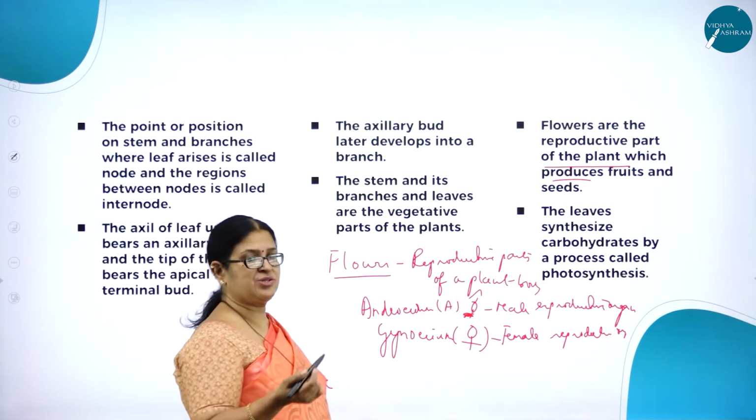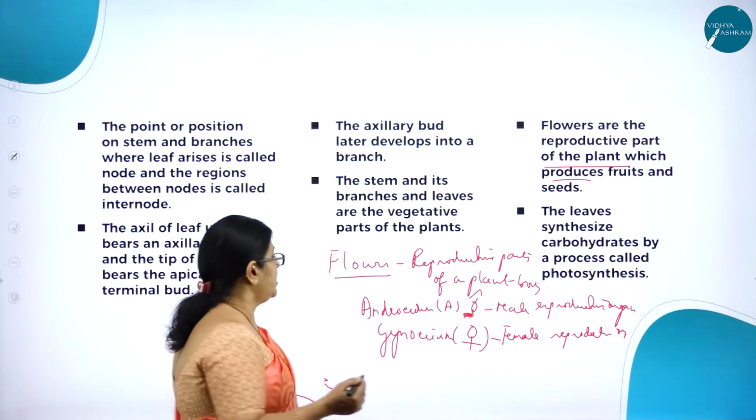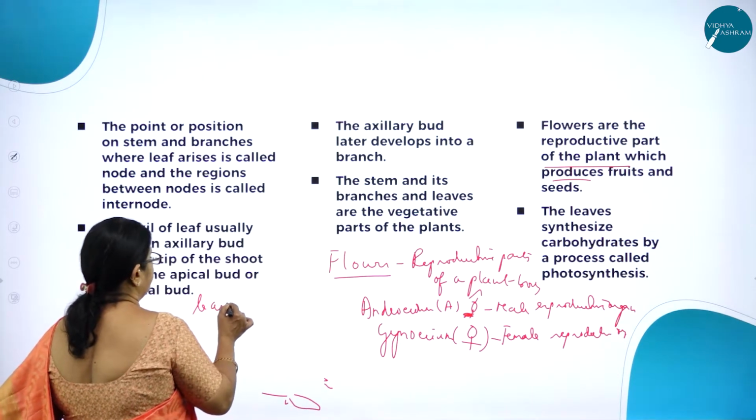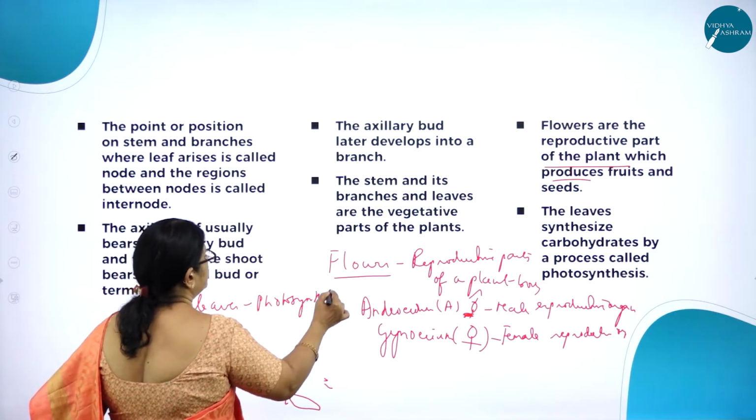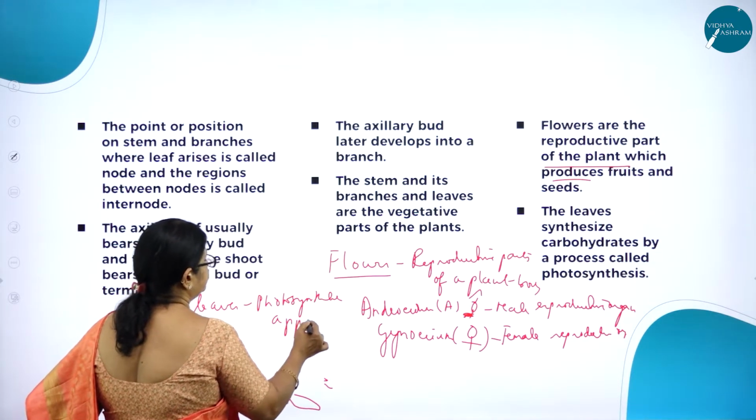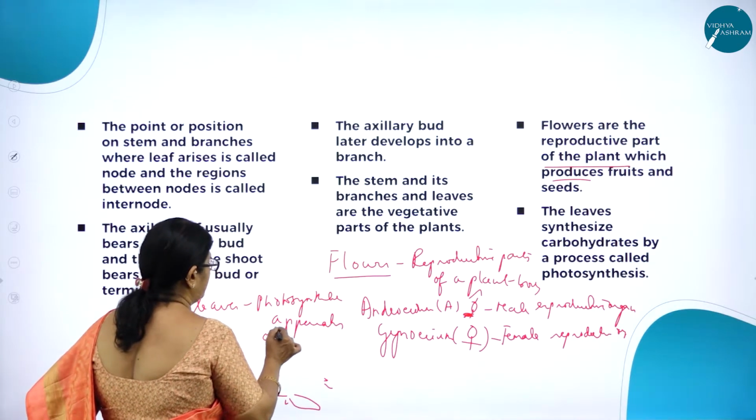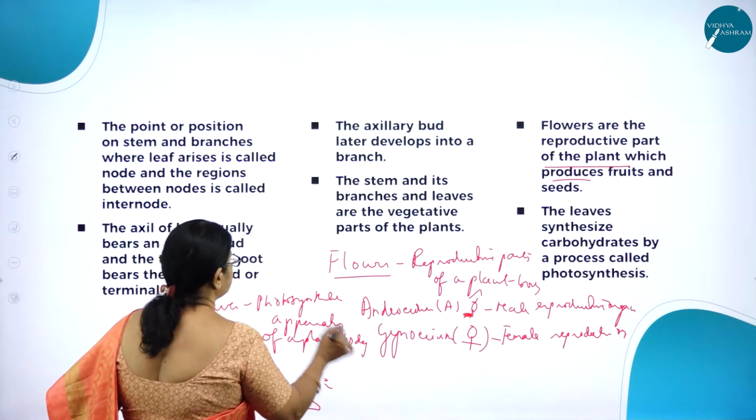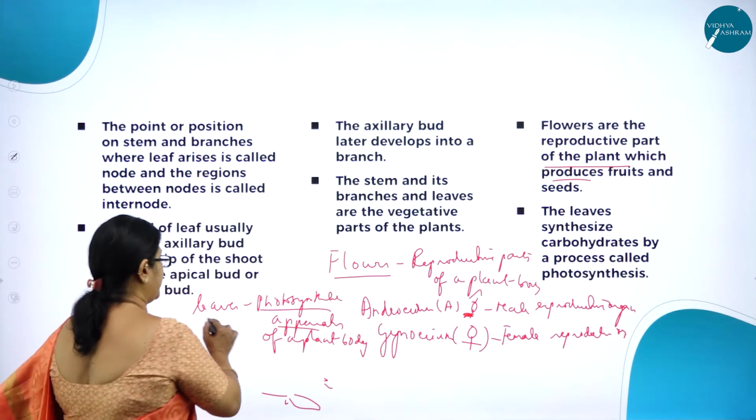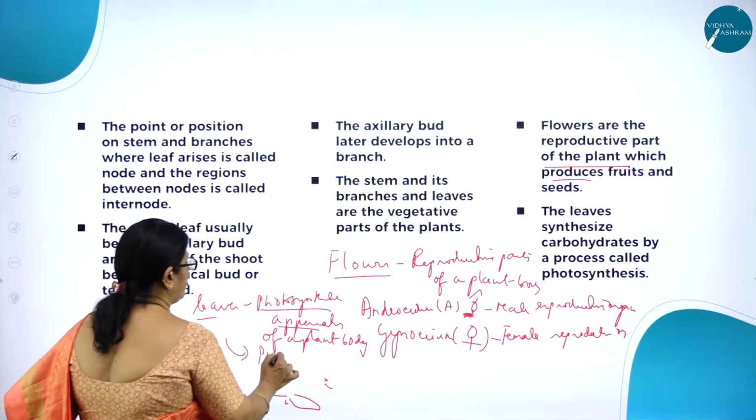Now the leaves, as you know, the leaves are very important. Leaves, we call it as the photosynthetic apparatus of a plant body. They are called as photosynthetic apparatus of a plant body. Why? Because they carry on what?